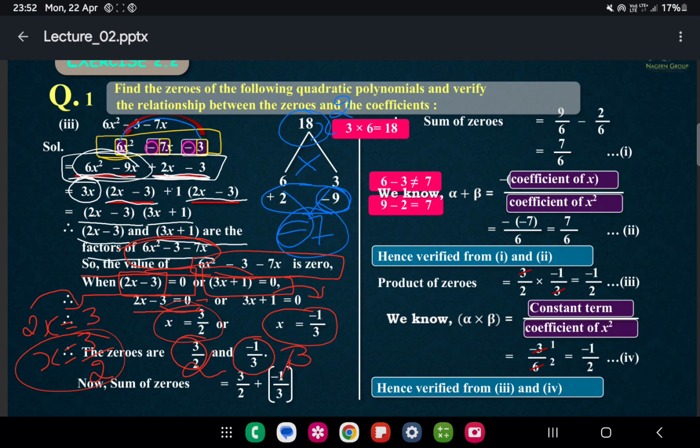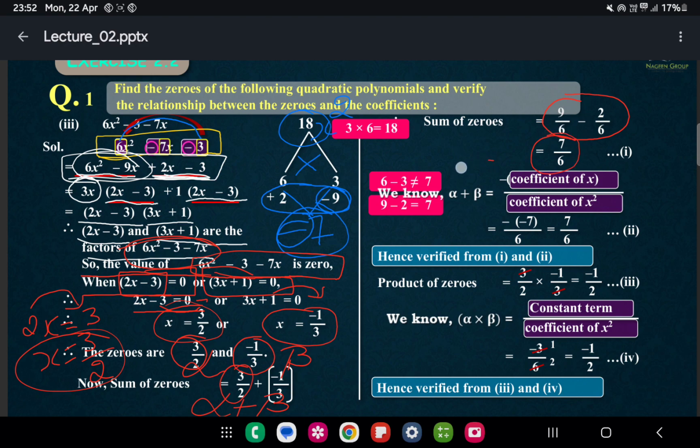Now the sum of the zeros, that will be alpha plus beta, we have to apply the formula. So you will get alpha plus beta, alpha is 3 by 2 plus minus 1 by 3. Taking the LCM, you will get 6 as the LCM. So 9 minus 2, that is 7 by 6 will be the answer.